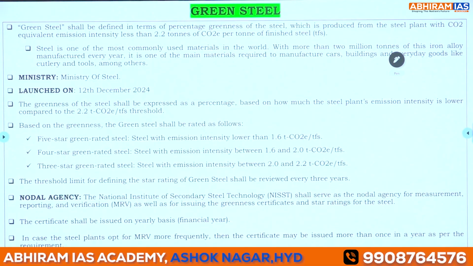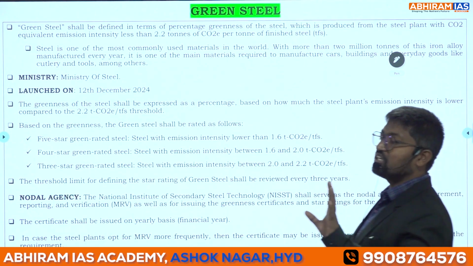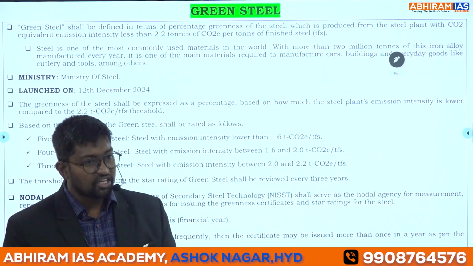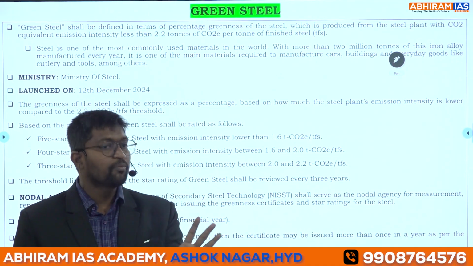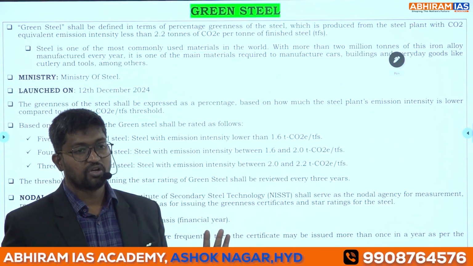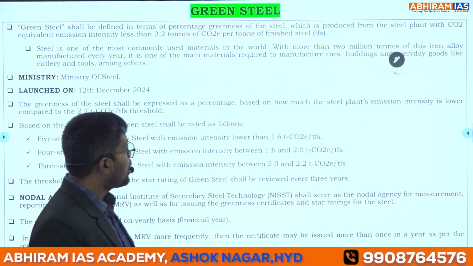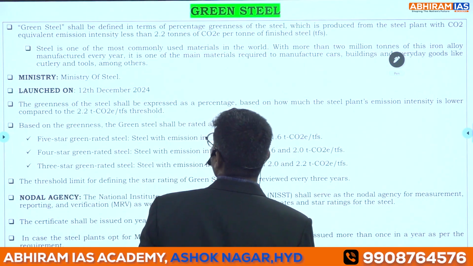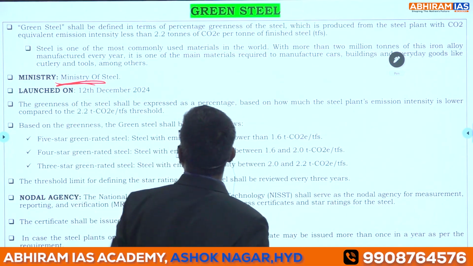Next, this we discussed: green steel. See, green steel means in the manufacturing of steel, how much clean energy are you using? How much renewable energy are you using? That is the concept of green steel. Okay, now we understood what green steel is. Now they have given, definitely it is the Ministry of Steel.